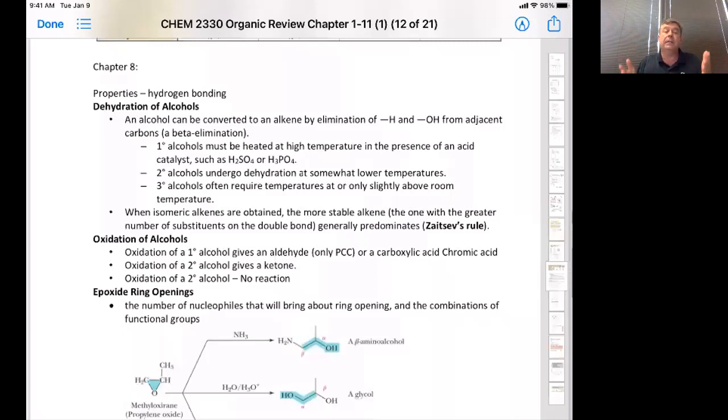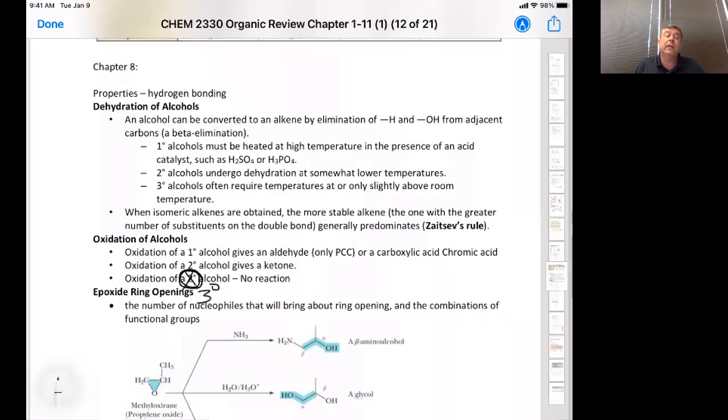Then we learned we can oxidize alcohols to give us carbonyl compounds. Primary alcohol will only give an aldehyde with PCC, but it'll give carboxylic acids with all the other oxidants. Secondary alcohols give rise to ketones. And this is wrong. I can't believe I haven't fixed it. Tertiary alcohols give no reaction.